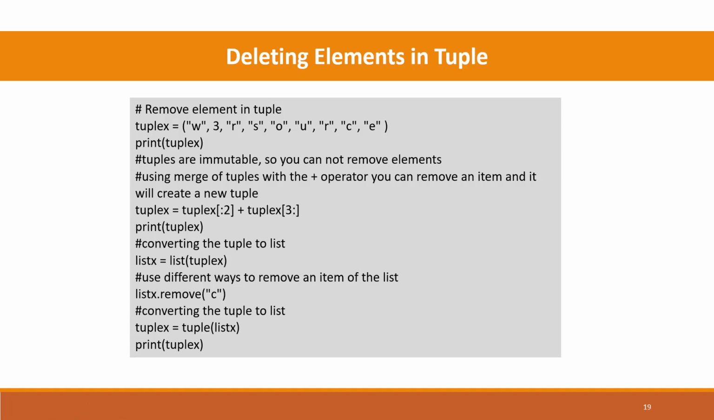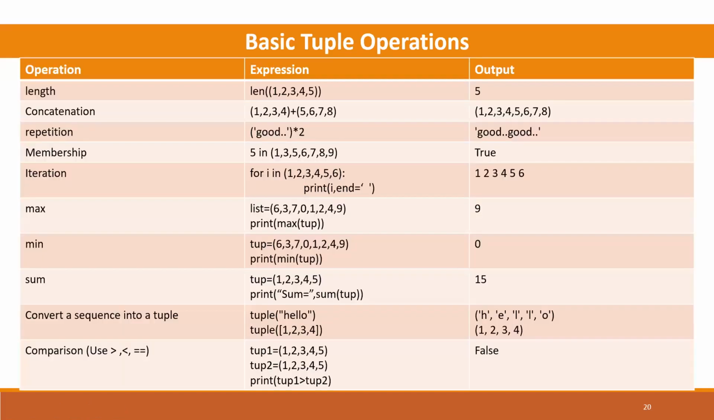Another approach is we can convert it to a list by calling list of tuple X. So list X means this tuple is now converted to a list. Inside the list, we can remove any element by calling the remove function. By calling the remove function, I remove the element C, and that is the updated or modified list X where C gets removed. Then we convert this again to a tuple. So these are the different approaches through which we can remove an element in a tuple, as direct deletion of an element is not possible from the tuple.